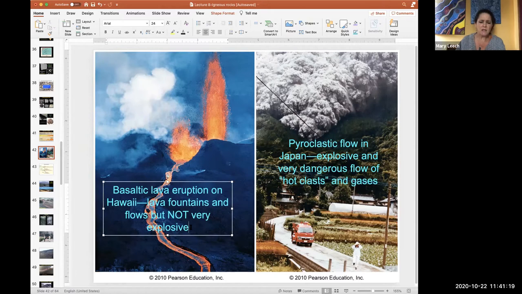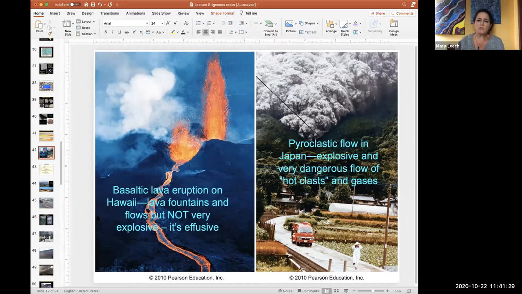In fact, I'll even write, it's effusive. It's not explosive. And that's all a result of the viscosity, which is controlled by the silica content and the gas content, right? It's low gas, in the low dissolved gases. And they can escape more easily into the atmosphere from the magma too, before it's ever erupted. So it generally is gentle, a gentle eruption.